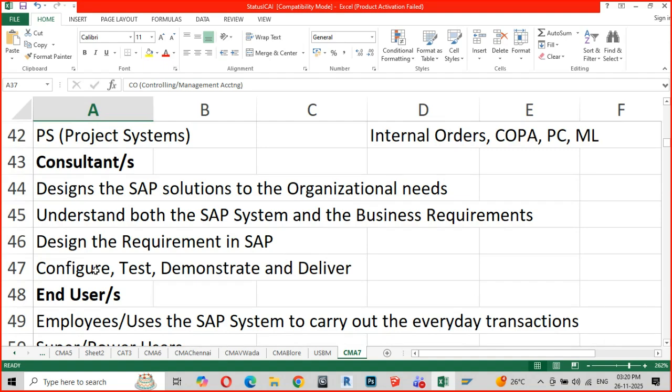So who are the different users of the SAP system? The consultants and the end users. What is the role they play in the project? All right. So what are the roles and responsibilities of a consultant, and what are the roles and responsibilities of an end user? What is the expectation from a consultant?